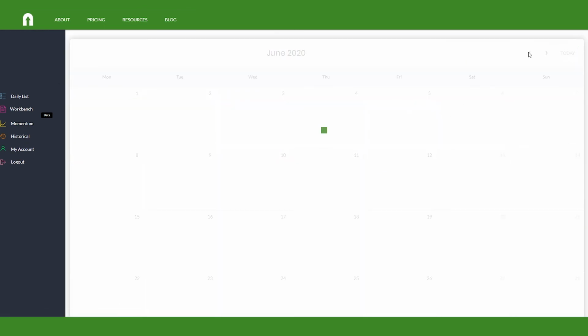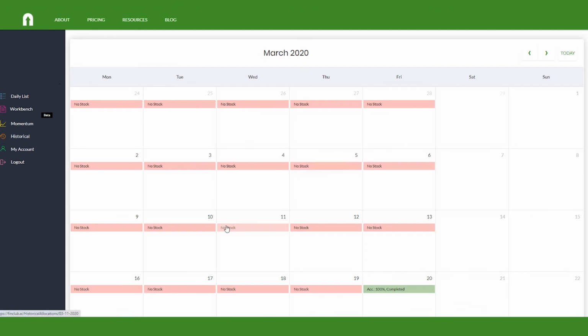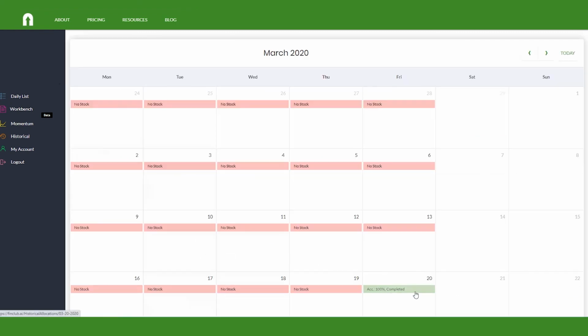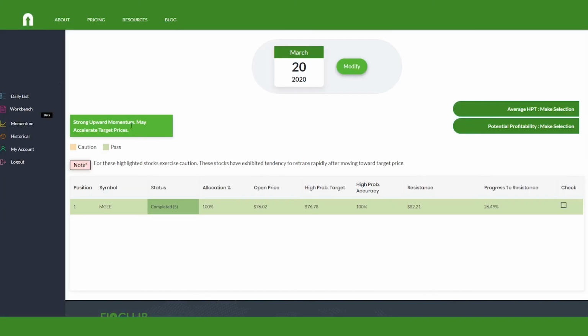So going back here into March and just clicking on any day in particular, let's click on the 19th. There's no stocks shown, and it says, hey, listen, it was a red day, strong downward momentum, entry not advised. That was the market trajectory of that day, and there are no stocks. But we can go back and say the day after that, on the 20th, it actually was green market trajectory, and only one stock was a pass for them on that day. And it hit its high probability target with 100% accuracy.